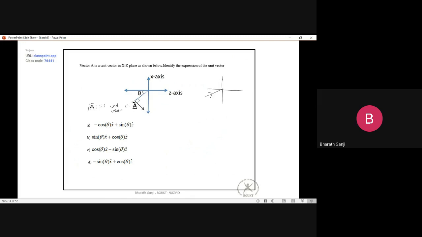So look at the question and try to get the vector a bar out of the options. If you have the answer, just open that browser where classpoint.app URL is open. If you have already opened it, it will be there already. ఈ స్లైడ్ అక్కడ కనిపిస్తూ ఉంటుంది, you will be seeing the questions and the options A, B, C, D. You can choose one option.